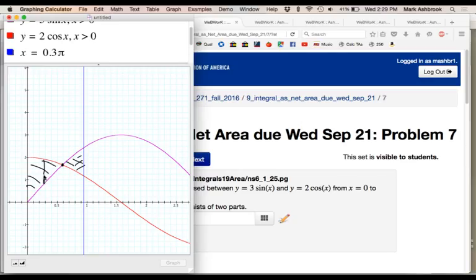So here's our first, which is only good up to whatever we find this intersection point to be. And then after that, our typical strip is different because the upper function is different from the lower function. So the red one's the cosine, 2 cosine x. The purple one is 3 sine x.